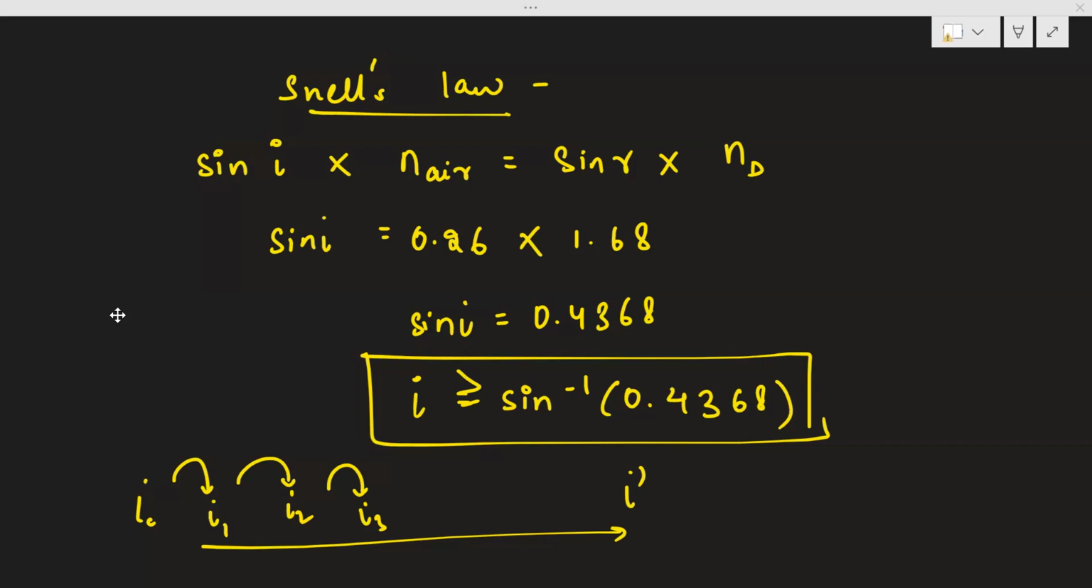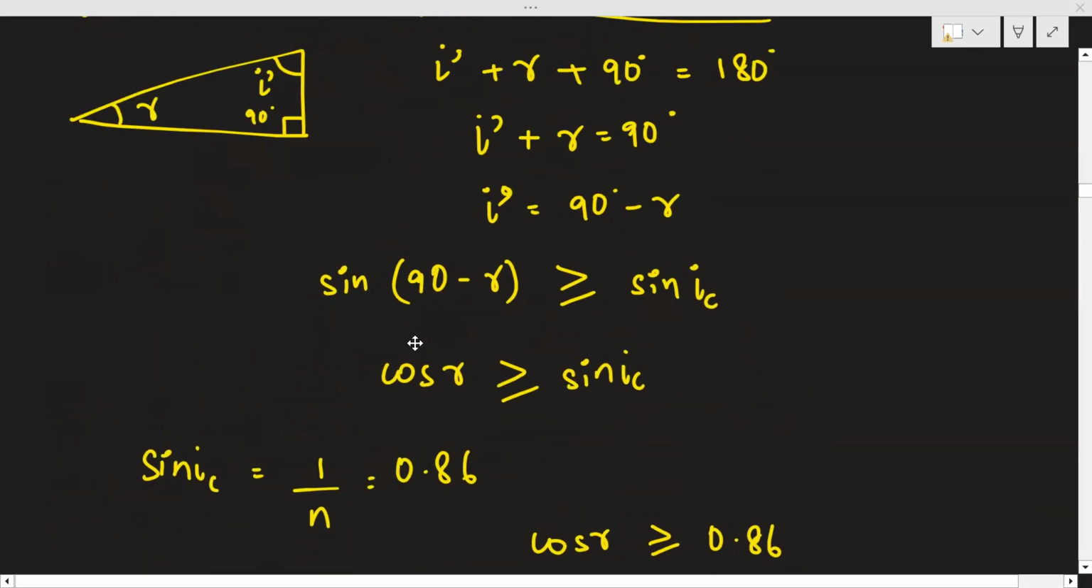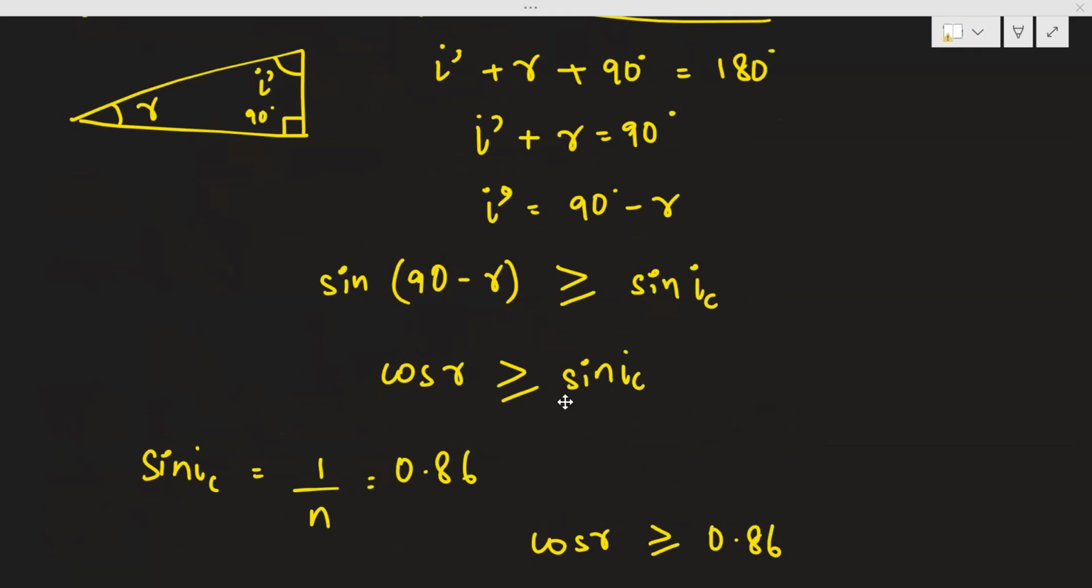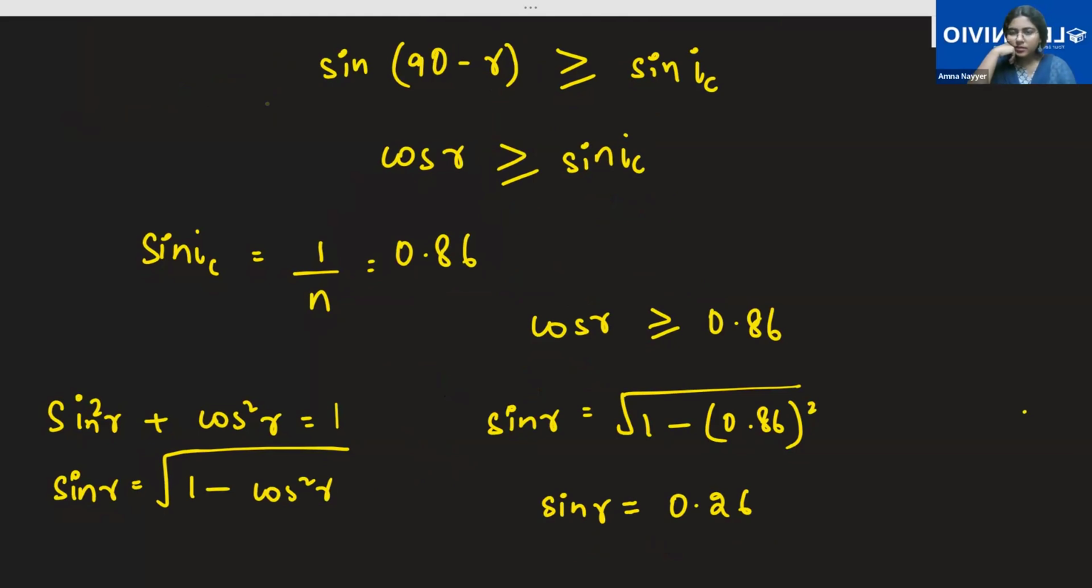Ma'am, we just assume that cos R is 0.86. This is according to the calculation. Sine of 90 minus R is cos R, and sine IC's value is 0.86, so cos R is greater than or equal to 0.86. Why will we assume? While calculating sin R, we took the root of 1 minus 0.86 whole square. So there we are considering cos R as 0.86.